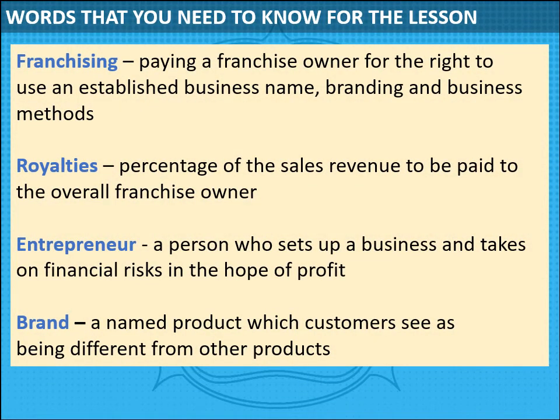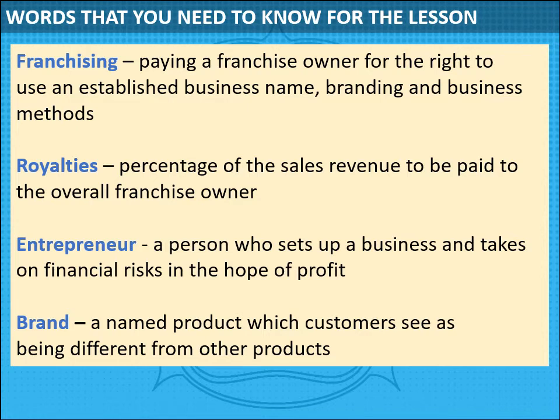These are words that you need to know for the lesson. Franchising is paying a franchise owner for the right to use an established business name, branding and business methods. Royalties are a percentage of the sales revenues to be paid to the overall franchise owner. An entrepreneur, as we discussed right at the beginning of Year 9, is a person who sets up a business and takes on financial risks in the hope of profit, and a brand is a named product which customers see as being different from other products.